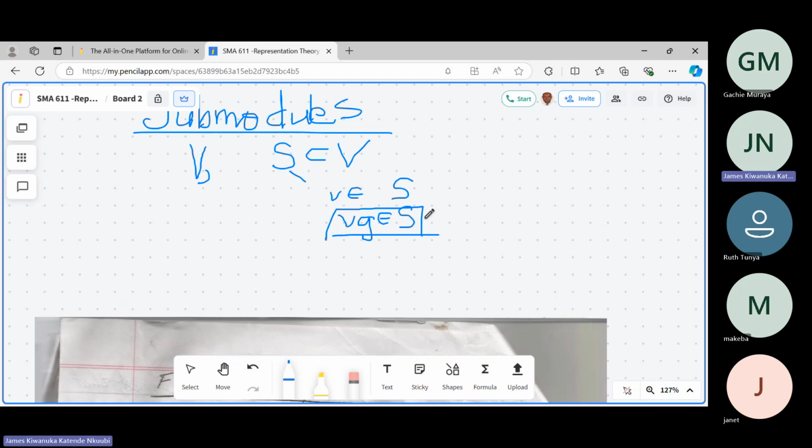Not all subspaces will be submodules. Some subspaces will violate this condition, right? So this again induces another endomorphism from S to itself, as a subspace, where v is sent to vg. So if you have a subspace that still preserves this multiplication, then this should be called a submodule.